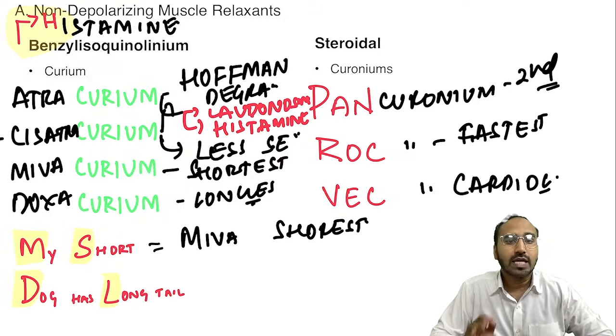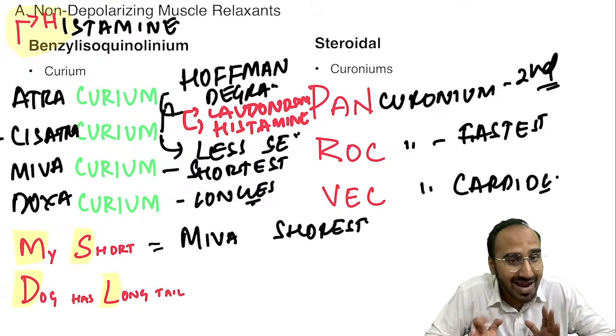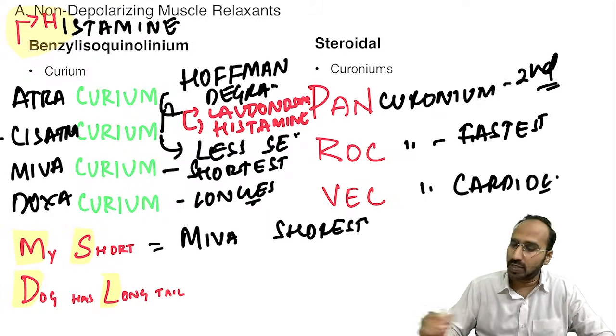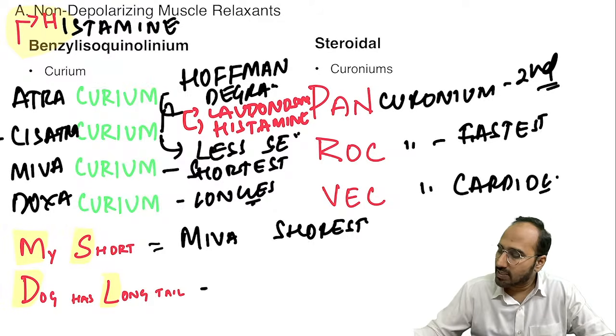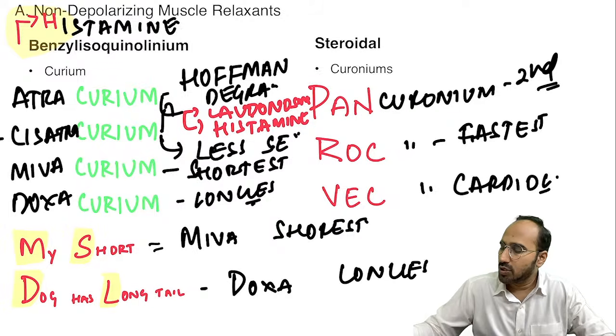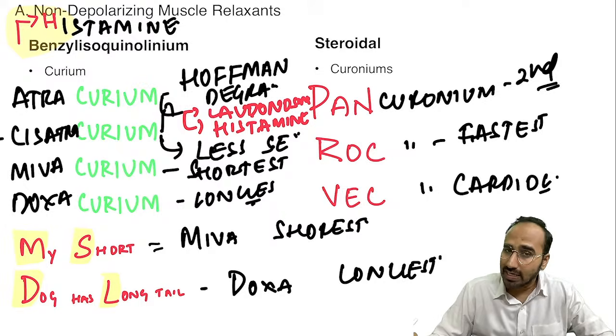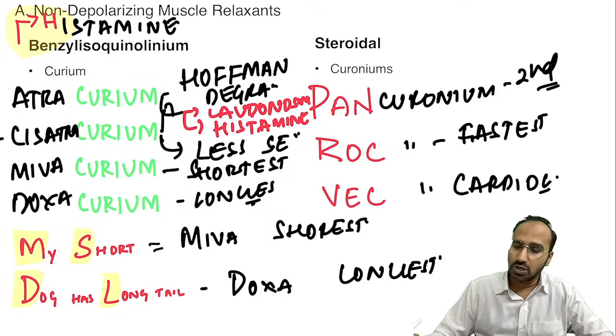Remember, guys, if someone asks you which is the shortest acting muscle relaxant, the answer should be scoline. But if someone is asking you shortest acting non-depolarizing, the answer is Mevacurium. Longest acting is what, guys? Dog has long tail. D stands for Doxacurium, which is the longest acting. So you can remember. Doxacurium is longest, but it is the most toxic. Hence, we are not using it.